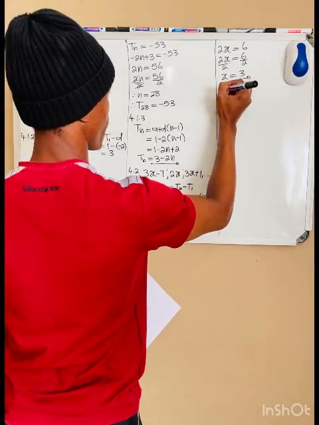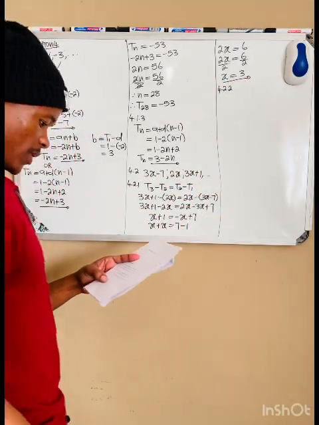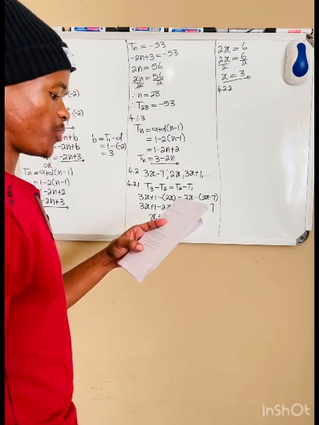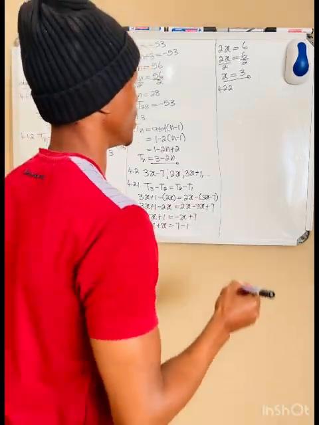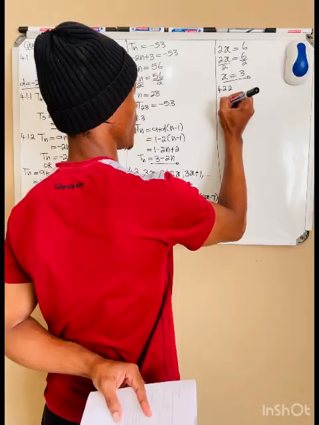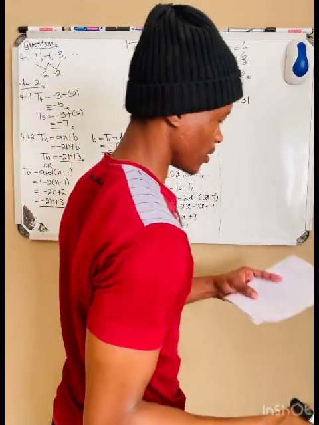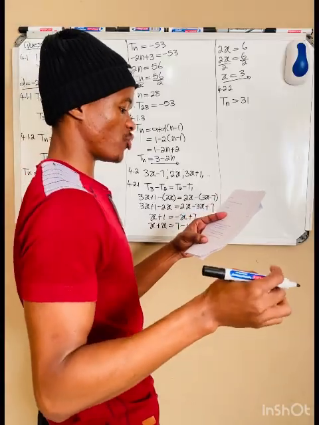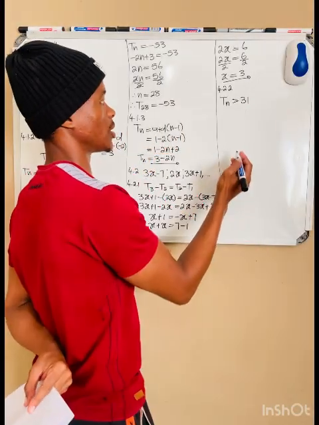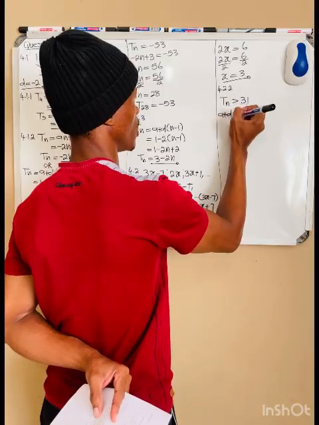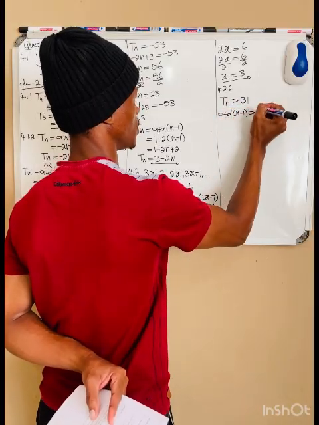Then 4.2.2. They are saying, which term in the sequence is the first to be greater than 31? Which term? So Tn is greater than 31. They want n. So they want to know which term is the first to be greater than 31. So Tn is greater than 31. What is Tn? It's a plus d times n minus 1, greater than 31.